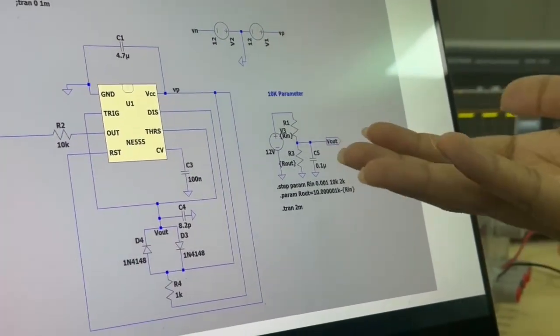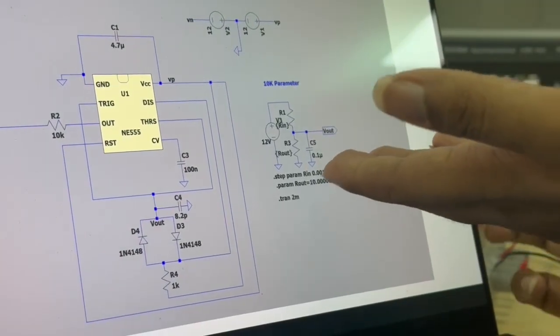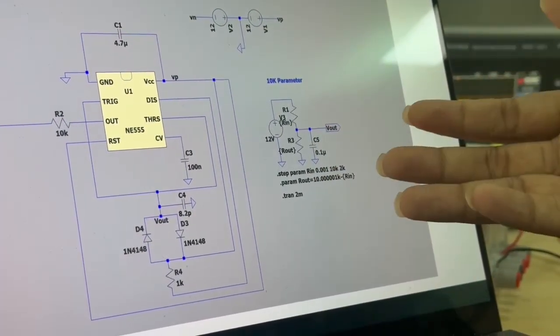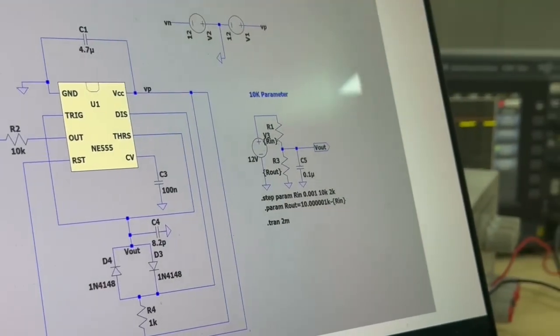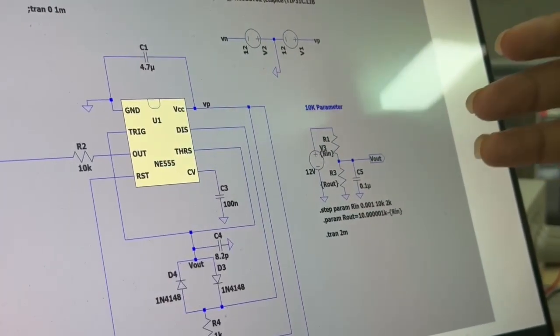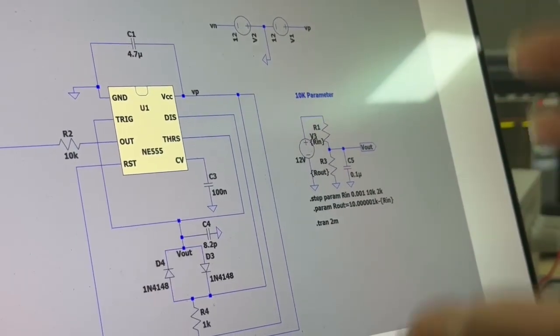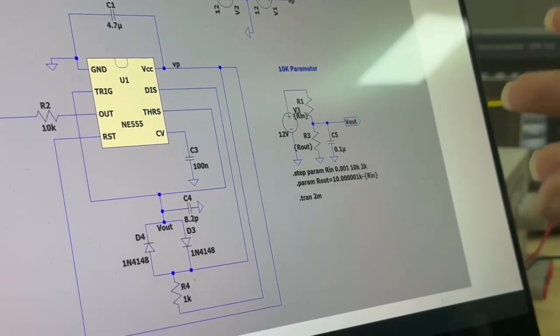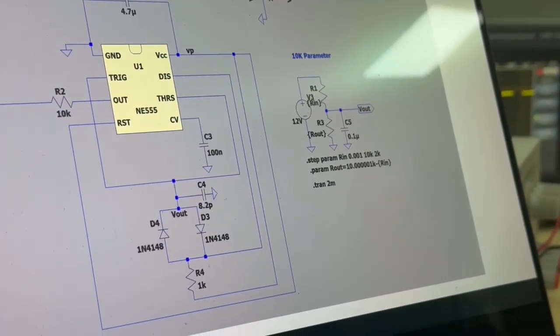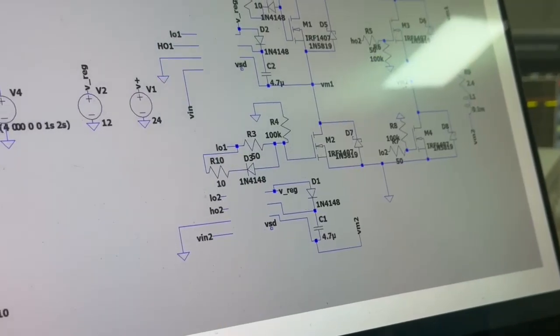And how was the potentiometer working? We gave a step param function for R in, going from a very low resistance to a very high resistance, and R out was the total resistance minus the R in that we were giving. The transient analysis was taken for 2 milliseconds. Then comes the H bridge part.